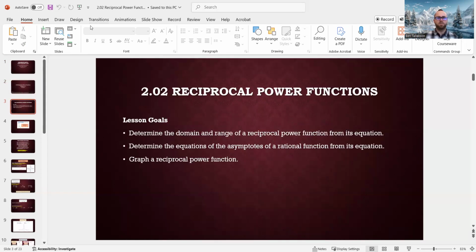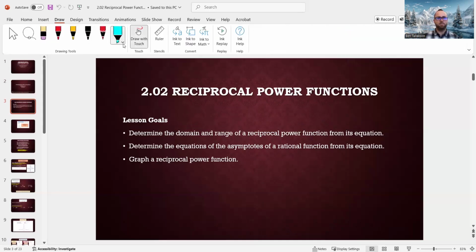Starting with our goals. Determine the domain and range. Does that sound familiar? I hope so. We're going to figure out the domain and range of a reciprocal power function from its equation. Determine the equations of the asymptotes. What are asymptotes? I don't know. We'll find out soon enough. And again, this is from an equation. And ultimately, we're going to graph these reciprocal power functions.